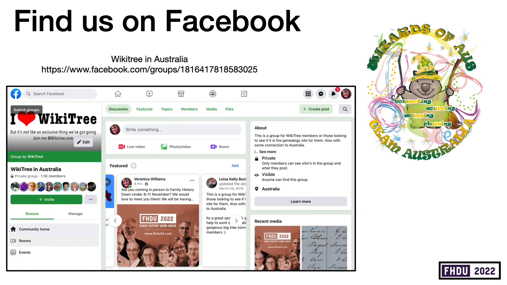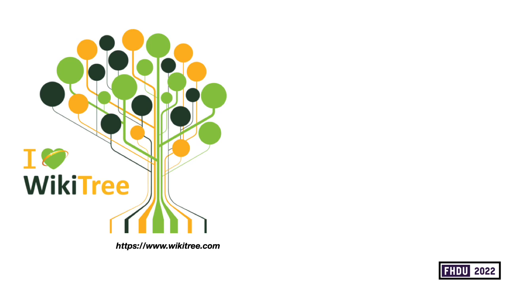You can find us on Facebook, where we have WikiTree in Australia, but there's also another WikiTree group, which is the broader WikiTree. I love WikiTree, and I hope you will too. So come and join us at WikiTree. It's free, and it's a great place to collaborate with others and to make sure your story is told and retained for the future for you and your ancestors.